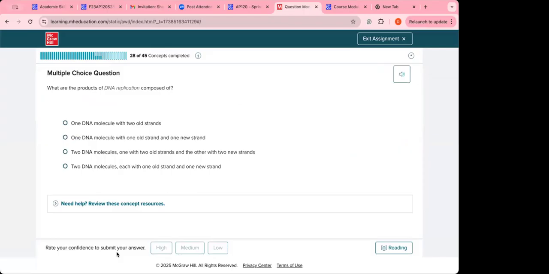Okay, so the products of DNA replication are two DNA molecules, each with one old strand and one new strand. You get two DNA molecules with one old strand and one new strand.